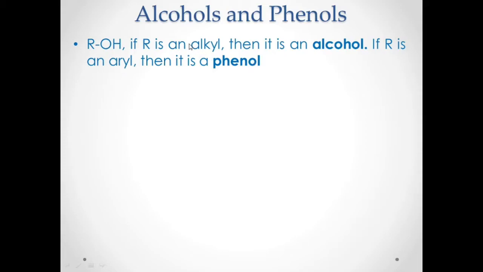Okay, we already know what an alkyl is, while an aryl is actually a benzene. Okay, so from the root word aromatic, aryl. So if there is a benzene with a hydroxyl or OH attached to it, then it is a phenol. We already knew what a phenol is when we discussed naming aromatic compounds. So ROH is the general formula for alcohol.